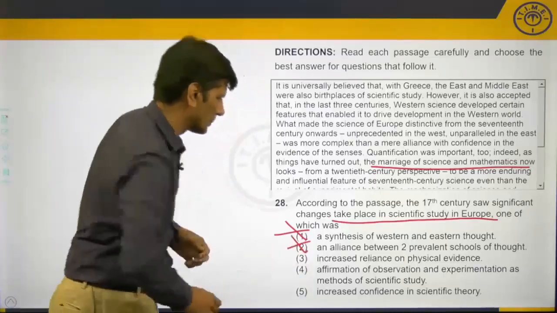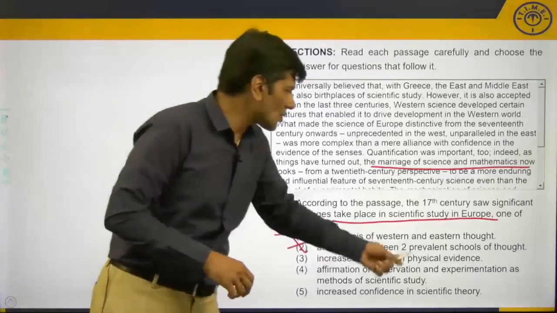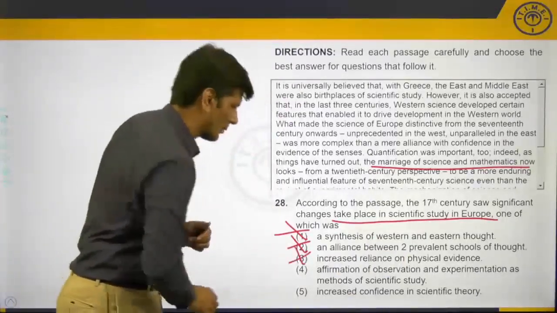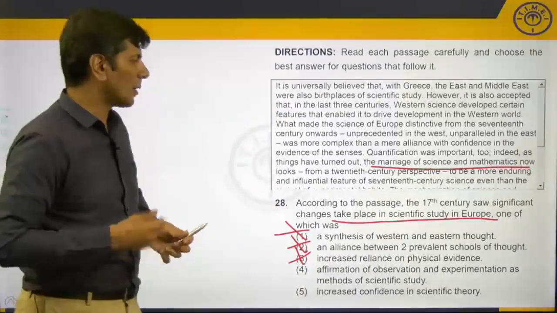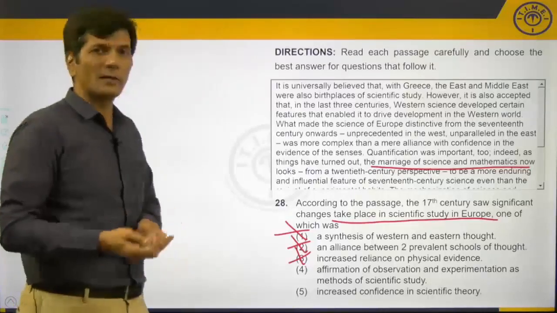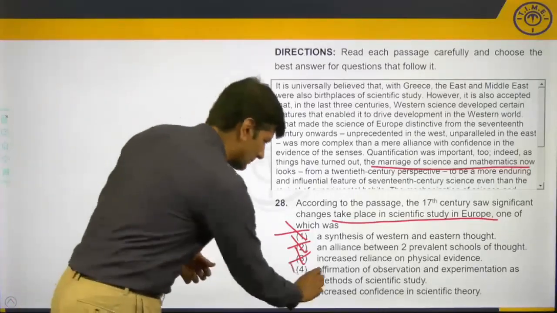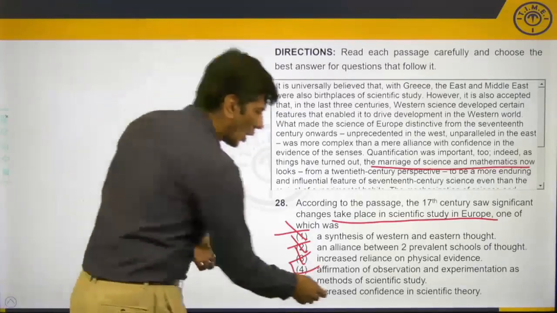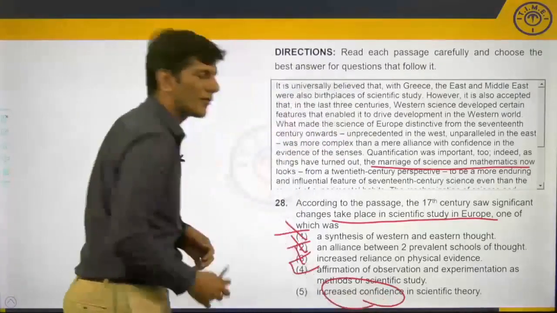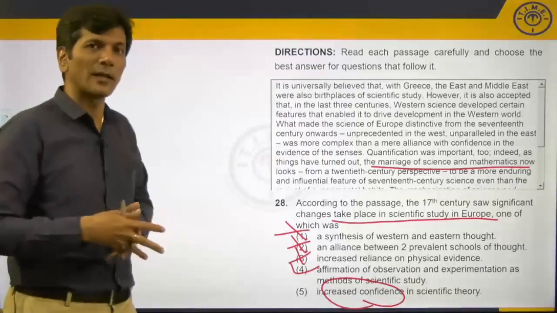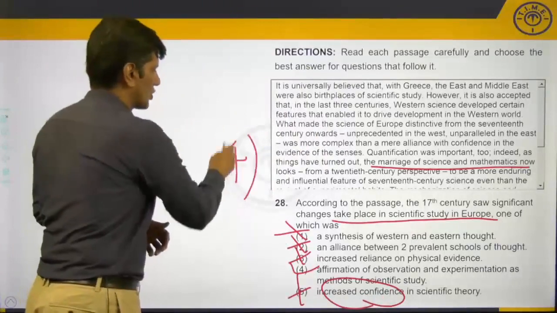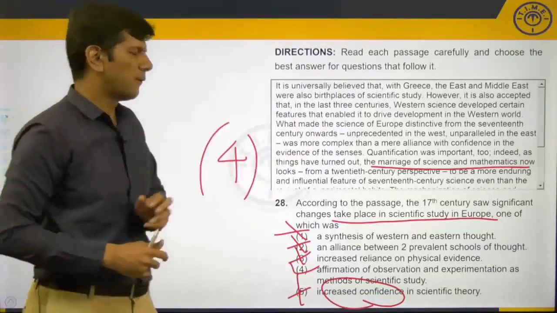So we eliminate 2. Increased reliance on physical evidence. That's also to be eliminated. Affirmation of observation and experimentation as methods of scientific study. Yes, that makes sense. Increased confidence in scientific theory alone did not really propel them to the heights that they've reached. So we eliminate 5. So your best pick for this question is choice number 4.